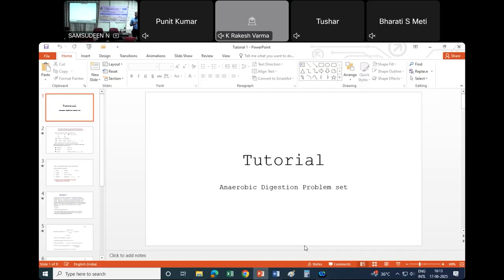Tomorrow, I will give you the problems and you're going to solve them. Today, I'm going to go through step by step how we calculate some of these problems for the anaerobic digestion process. Tomorrow, we'll give you a couple of problems so you can work them out. Okay. All right. The first tutorial, go to the next slide.